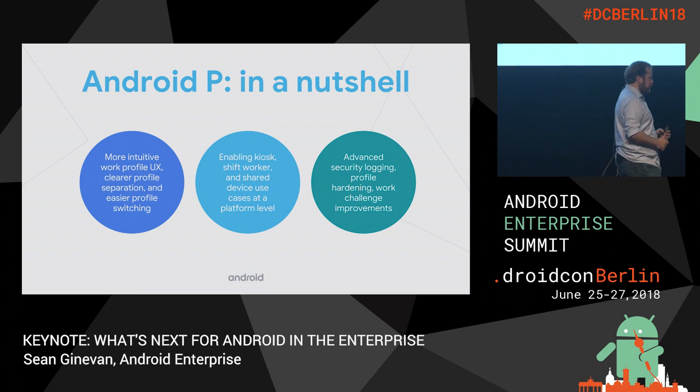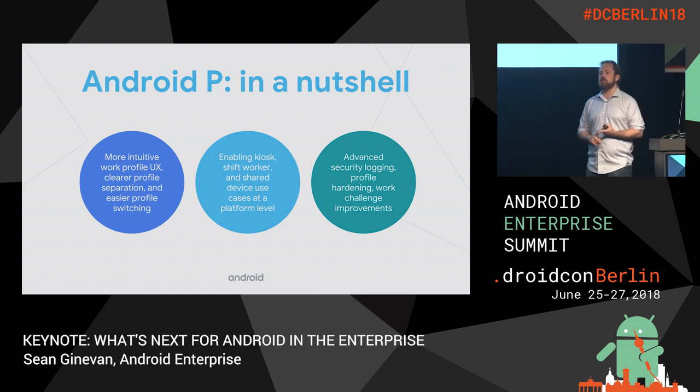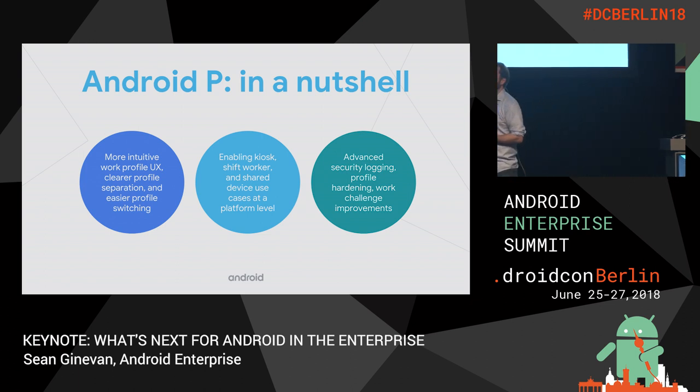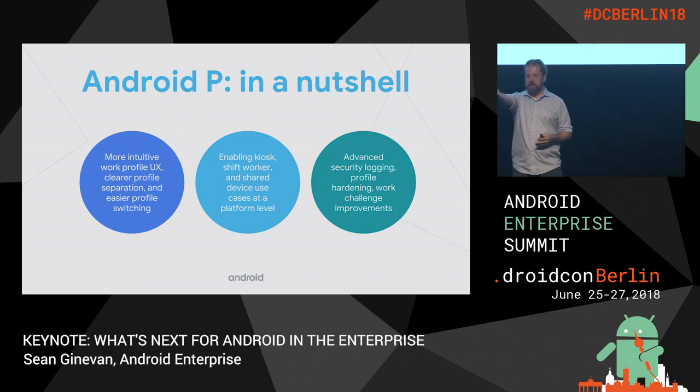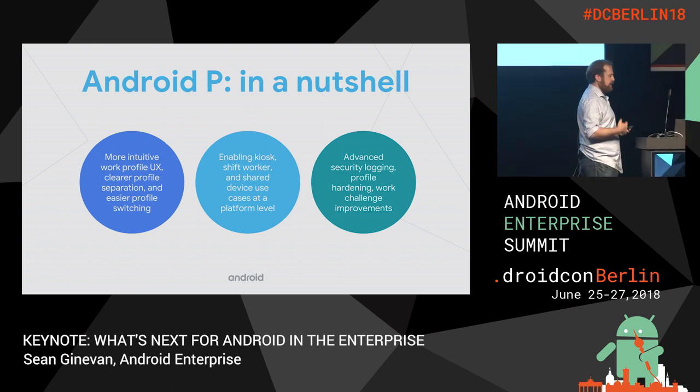So if I think thematically about the investment areas we're making for Android P, I lump them in three main areas. One is a better, more intuitive user experience for the work profile, that separation of work data and personal data, whether it's on a corporate-owned device or a personal device. Better enhanced tool sets for enabling those more dedicated device experiences that I talked about earlier. How do I enable things like kiosk in a way that is scalable and more customizable? And finally, just general housekeeping around things like security, profile hardening, and the like.